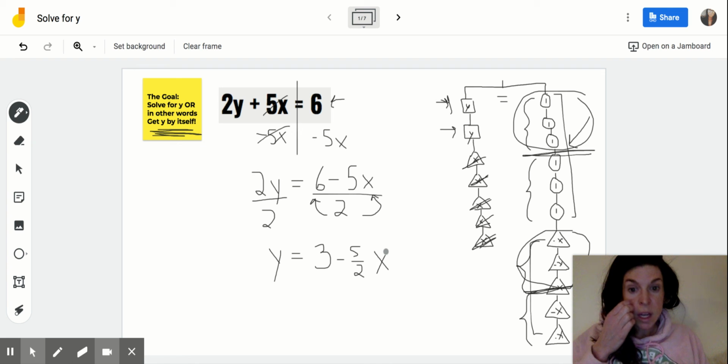x, okay? And this happens to also be slope-intercept form. The number in front of the x is our slope, and the number by itself is our y-intercept, our b. Our y-intercept and our slope. We got it.